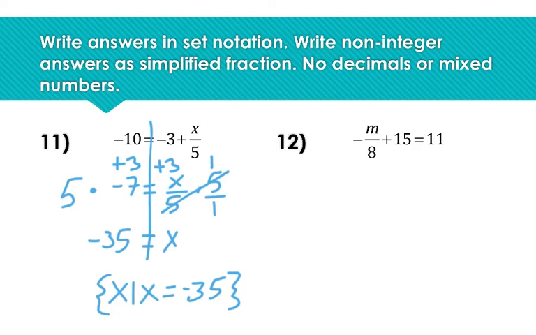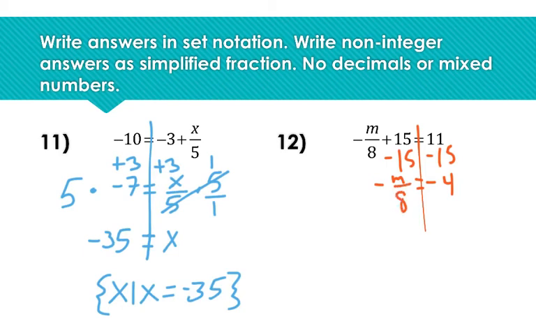Okay, number 12. We have negative m divided by 8 plus 15 equals 11. So again, we're going to eliminate the addition or subtraction that's away from our fraction. So we're going to subtract 15 first from both sides of our equation. So we get negative 4 on the right. On the left, we're left with the negative m divided by 8.